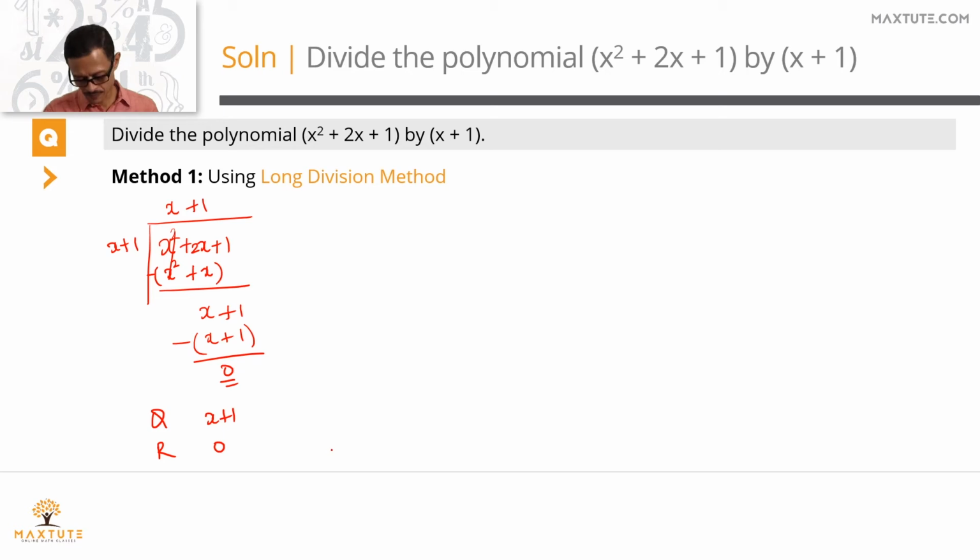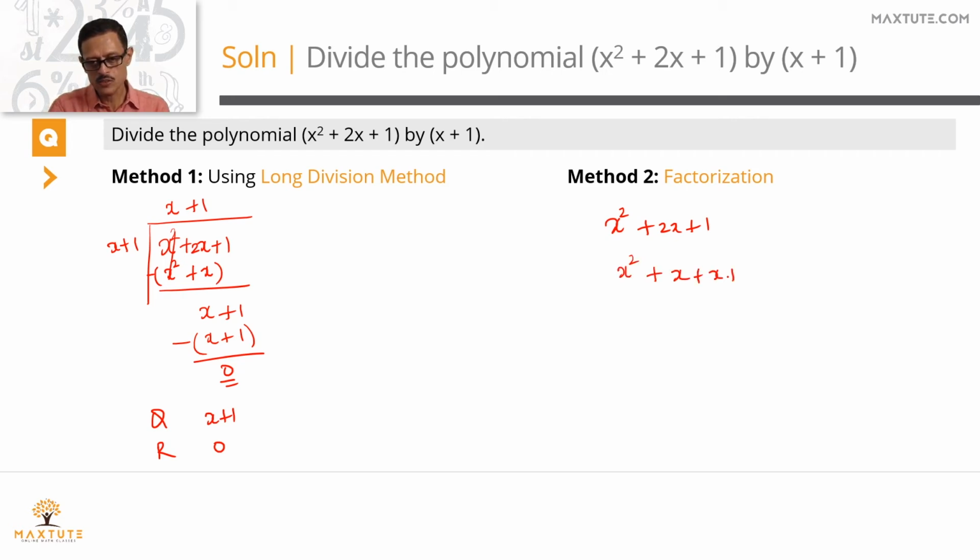This is the long division method. Let's also do it using the factorization method. So here we have x square plus 2x plus 1. The product of the first and the last term is x square. The middle term has to be broken in such a way that the sum works out to 2x and the product of those two components becomes x square. So this will split as x square plus x plus x plus 1. So it adds up to 2x, the product is x square.